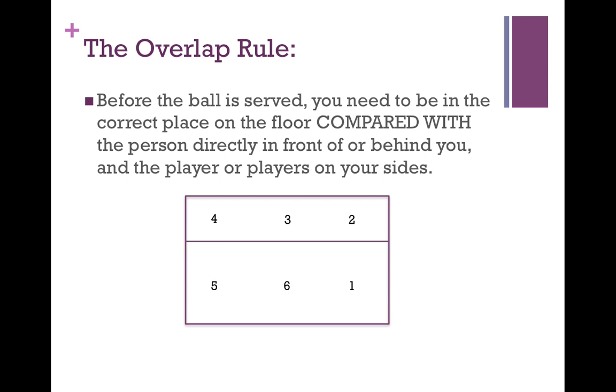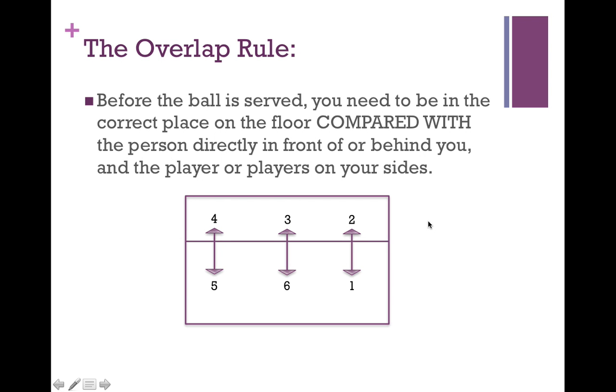So the general gist of the rule is that before the ball is served, you need to be in the correct place on the floor compared with the person directly in front of you or behind you. So if I'm in the 1 back here, I need to be farther back than number 2. If I'm in the 3 up here, I need to be closer to the net than number 6. If I'm in the 5 back here, I need to be farther back than number 4.